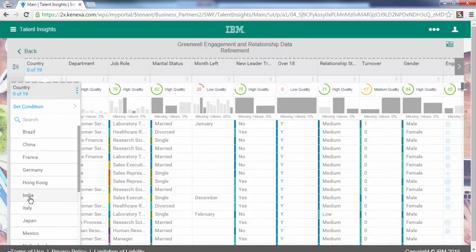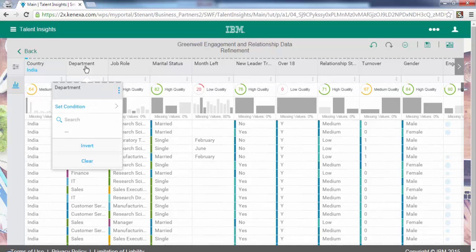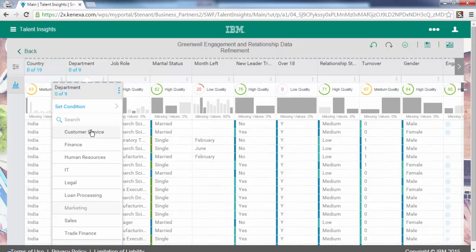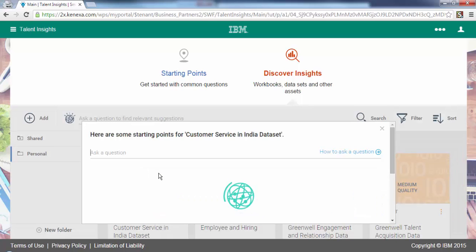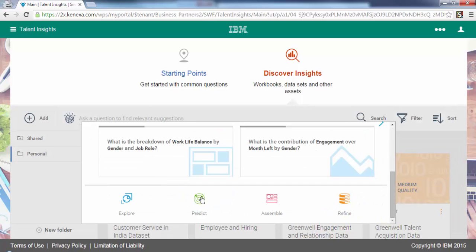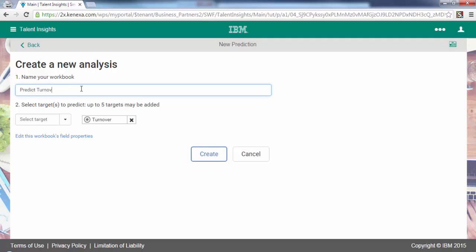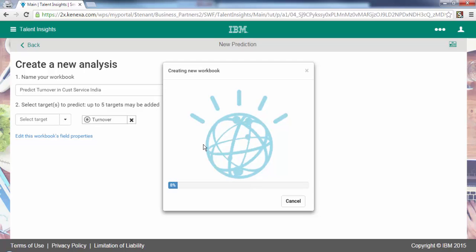I want to predict turnover only in India customer service, so I add filters on those columns. With Talent Insights Predict Modeling tool, much of the statistic heavy lifting can be done in seconds, so I can get quick insights as to what will drive turnover. When I click on Create Prediction, Talent Insights builds the workbook, automatically running thousands of algorithms to find the right model and likely predictors of turnover.